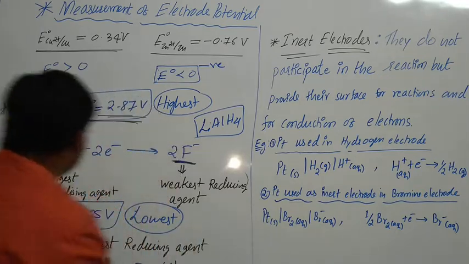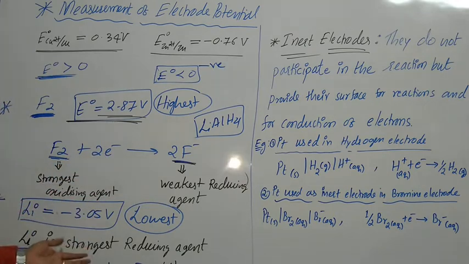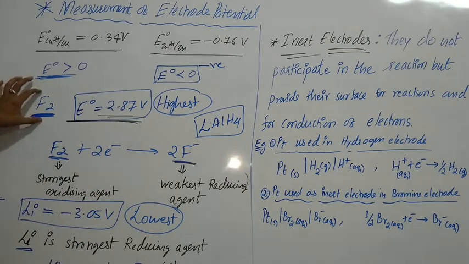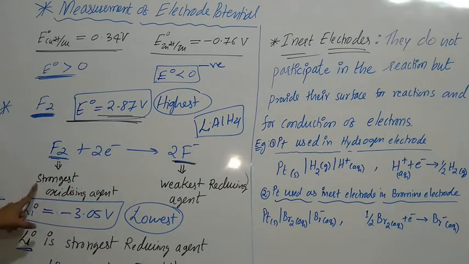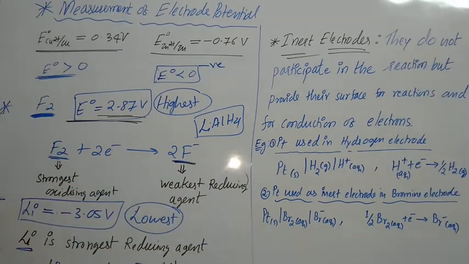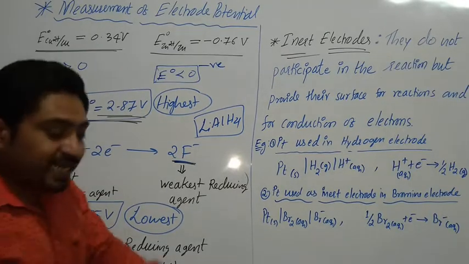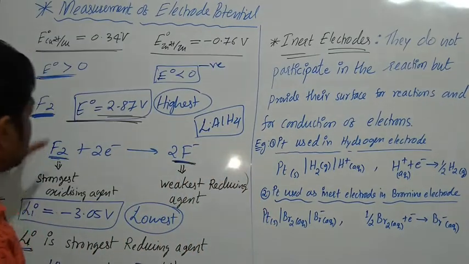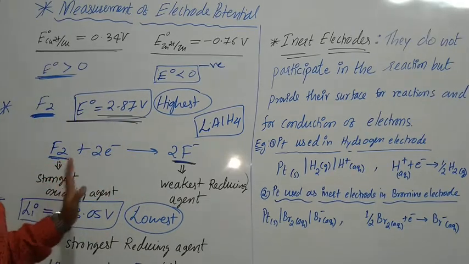Oxidizing agent. See here, just by knowing the standard electrode potential, how much information we can draw. As the electrode potential of fluorine is highest, this indicates that fluorine is the strongest oxidizing agent and the fluoride ion is the weakest reducing agent. Also, the electrode potential for lithium is lowest. This clearly indicates that lithium is the strongest reducing agent and the lithium ion is the weakest oxidizing agent. So just by knowing the electrode potential values, we can draw this much information.